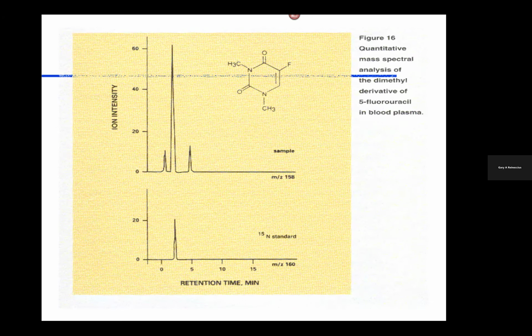This is a spectrum of a dimethyl derivative of fluorouracil in blood plasma. I have no idea what that is, but anyway, it was given as an example of taking profiles. So these are mass spectral profiles of a sample and an N15 standard. The top one doesn't have the isotope. The bottom sample has been labeled with an isotope, and this sees only the compound with the isotope. So again, it's nice to be able to separate the two and do your counting.